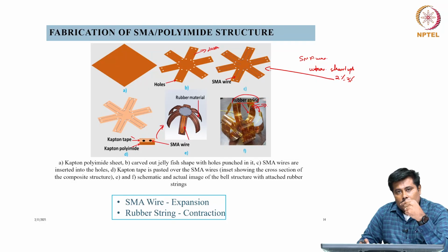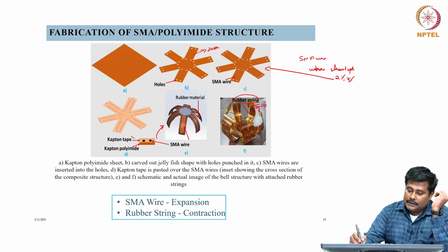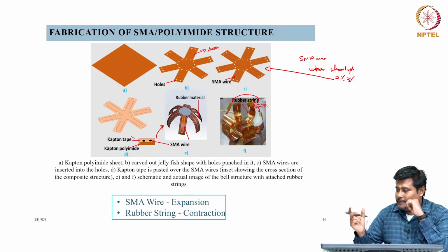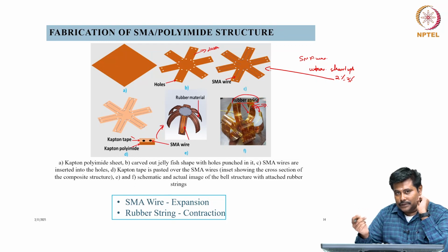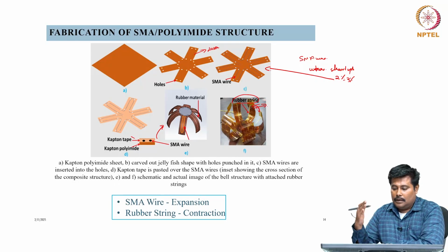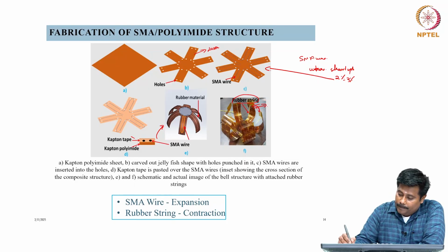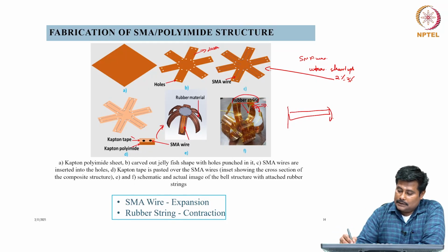However, in order to support the Kapton polyimide, an additional rubber string was also connected to this Kapton polyimide in such a way that there is an actuation which exists. Through this actuation, we can have a continuous pulling of this particular SMA structure, which will result in a bending in both the directions.